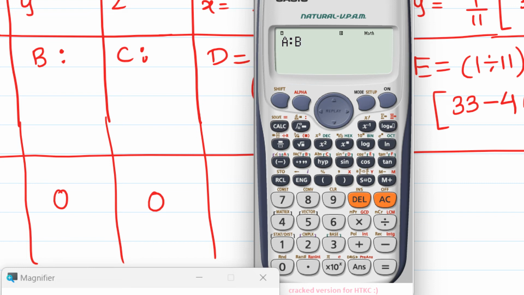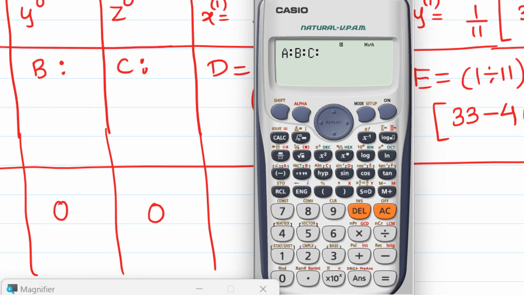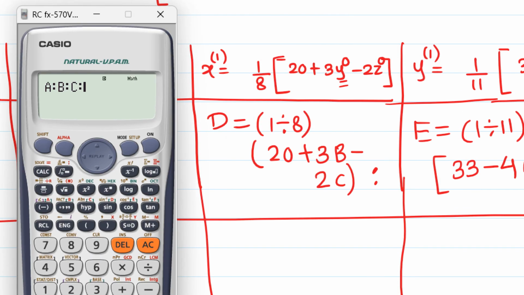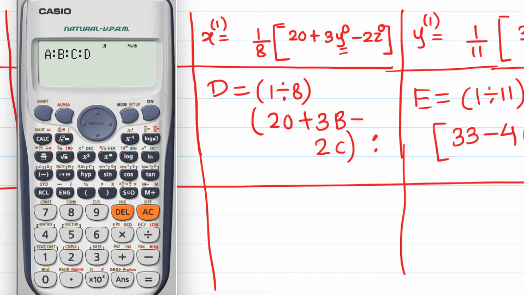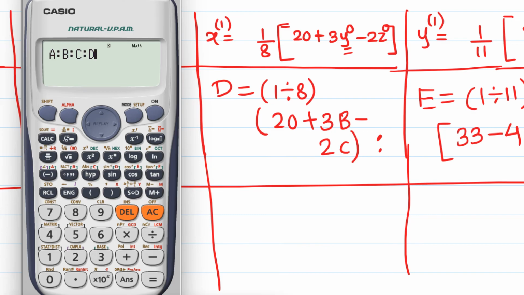Again we have to separate with a colon, so alpha and this integration sign. Similarly we have to take C. So alpha and the HYP button, you will get C. Again alpha plus this integration button, you will get this colon. Now I will keep it here so that it will be visible. D equal to, so alpha D. Now please don't press this equal to. We have this equal to sign here also at the CALC button. So how to operate that? First press alpha and press CALC. You will get the equal to button.